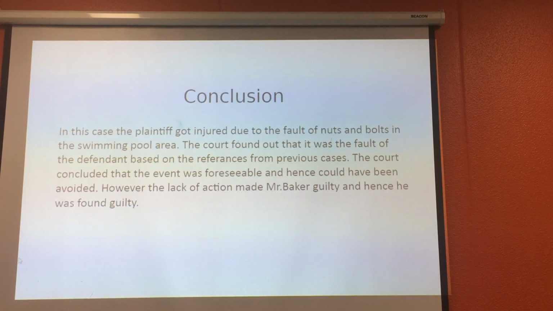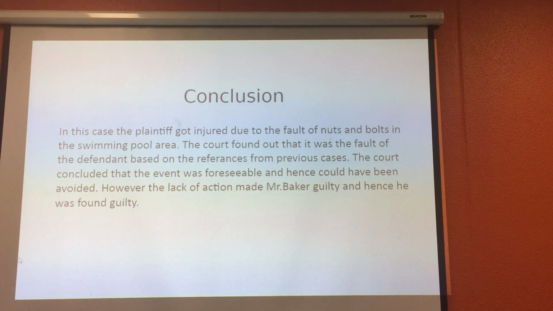The conclusion in this case was that the plaintiff got injured due to carelessness. Because of Mr. Baker, who didn't see that the nuts and bolts of the swimming pool were not properly fixed. As we have seen in the previous cases as well, if there is a breach of the duty of care, the defendant is usually punished. So the court concluded that this event was foreseeable, but Mr. Baker did not avoid it. So in this case, Mr. Baker is found guilty.